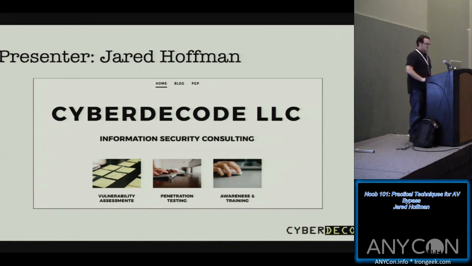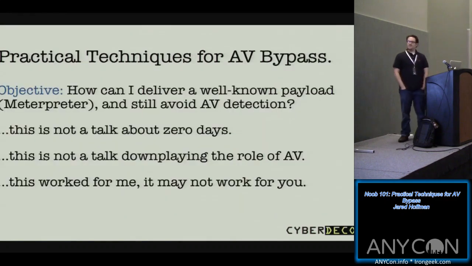So what's the talk about today? The objective is, how can I deliver a well-known payload? Today's payload is Meterpreter, the reverse HTTPS Meterpreter, something that's well known to a lot of AV vendors out there, and still have it bypass their detection techniques? I'm not talking about some new leak technique, 0-day, no ROP chain here.